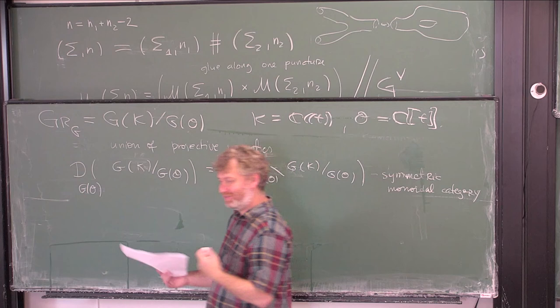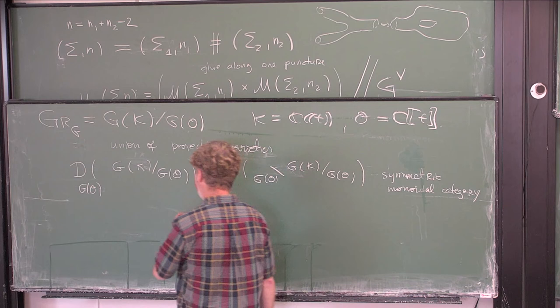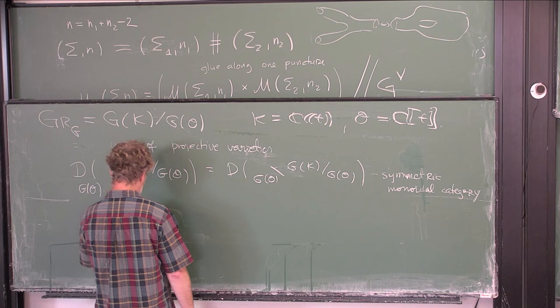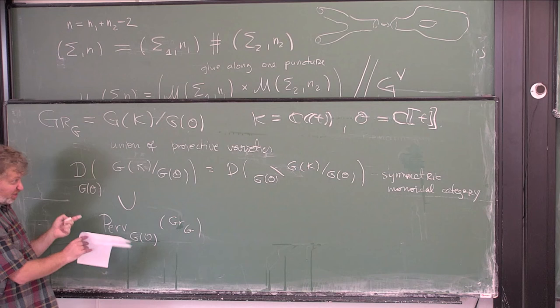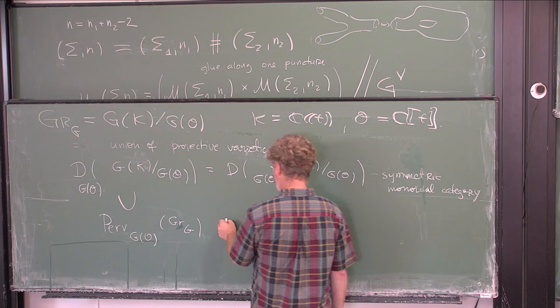Inside here, this is some kind of triangulated category. Inside it, you have a category of perverse sheaves, which is G(O) equivariant, and which is abelian. In general, if you consider such a category of perverse sheaves, it will not be closed under the monoidal structure, but in this case, you're lucky and it is. So this is also a symmetric monoidal category.